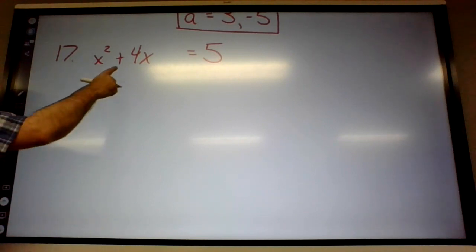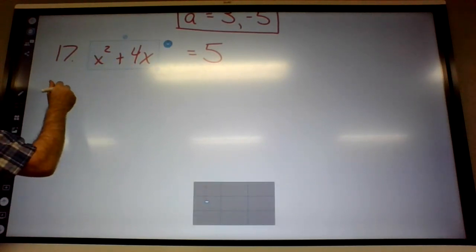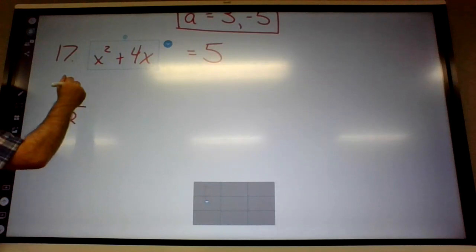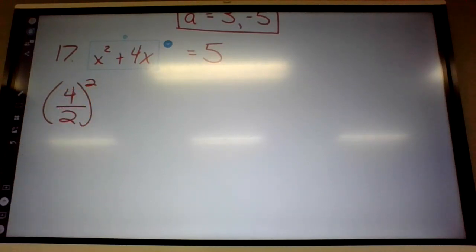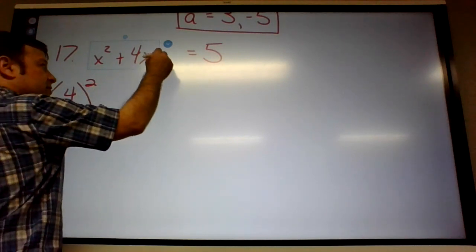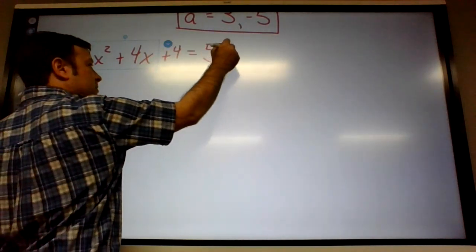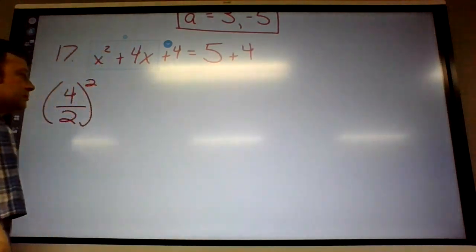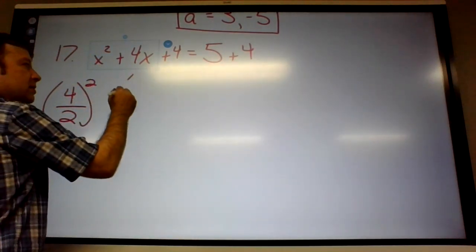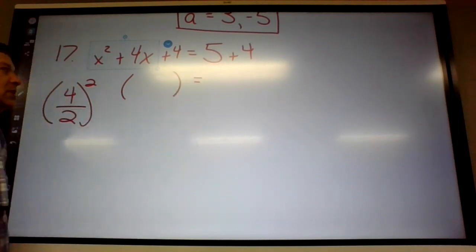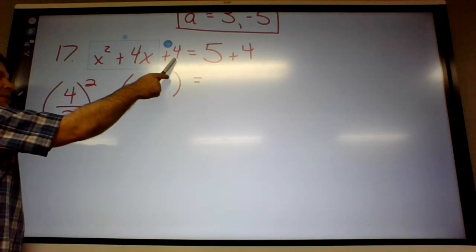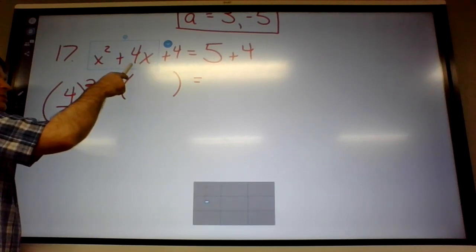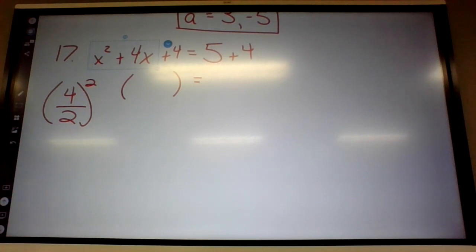All right, I'm going to take this number, the 4, divided by 2, and square it. 4 divided by 2 is 2. 2 squared is 4. All right. What is the left side going to factor to? What multiplies into 4 that adds up to 4? 2 times 2, or 2 plus 2.